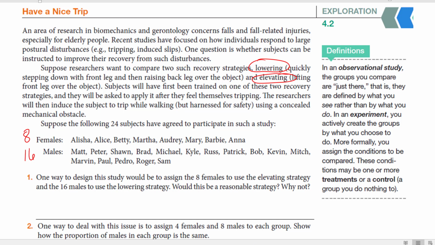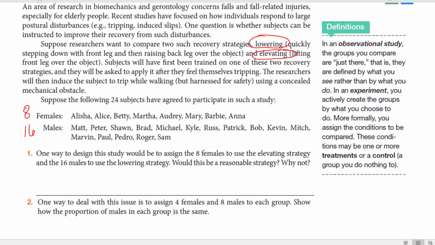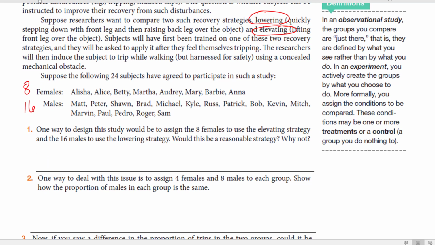Question 1 reads, one way to design this study would be to assign the 8 females to the elevating strategy and then assign the 16 males to the lowering strategy. Would this be reasonable? Why or why not?